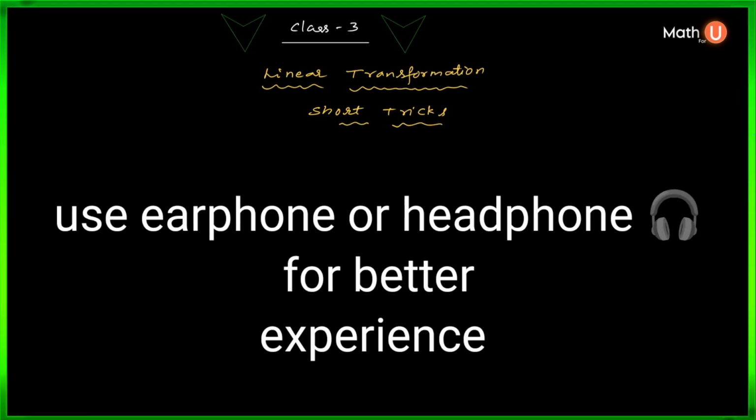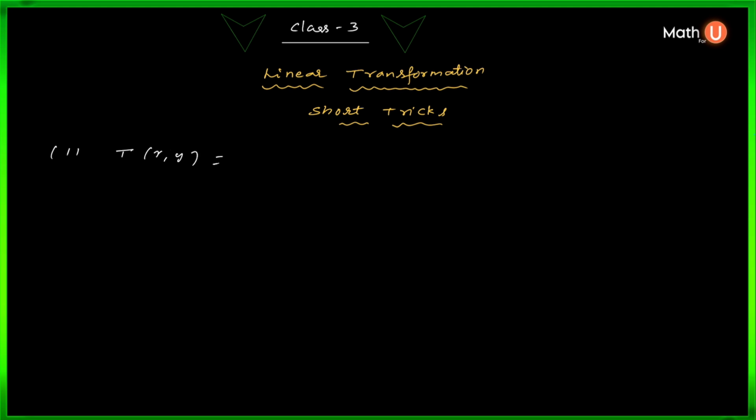In this video I am going to discuss short tricks for linear transformation. Okay, the first short trick is, if you consider transformation T of x comma y equal to x plus 1 comma y. If any transformation is given like this, it is not a linear transformation because here a constant term is added to the tuple. That's why it is not a linear transformation.